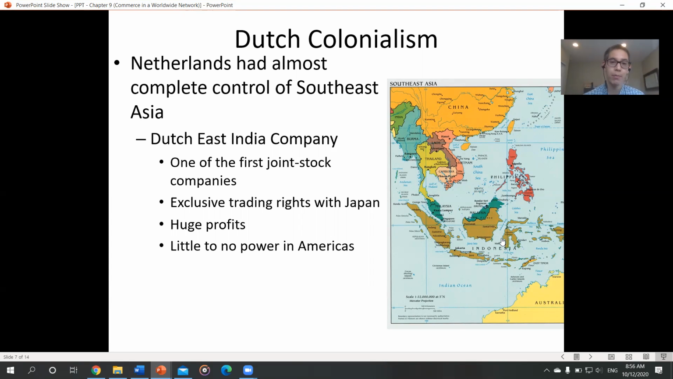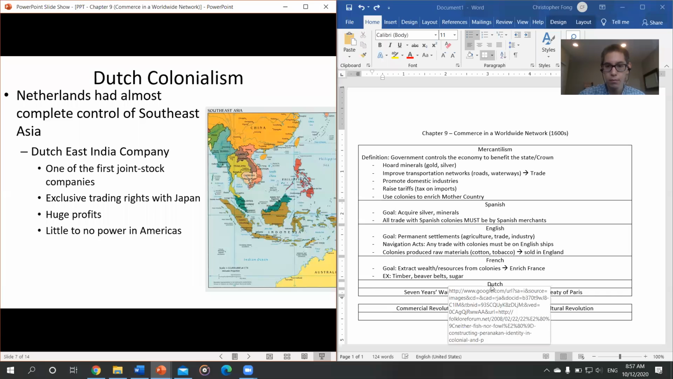The Dutch East India Company was the main joint stock company, and you as a private citizen could invest in the Dutch East India Company. You could put your money into the company. When they made profits, which they made immense profits through spice trade especially, you would profit from that. The Dutch basically had no power in the Americas. I mean, they briefly held New York, but it was called New Amsterdam at the time, but that didn't last very long.